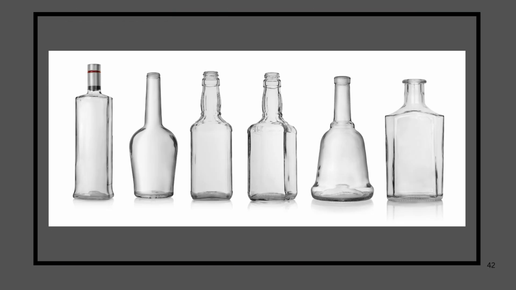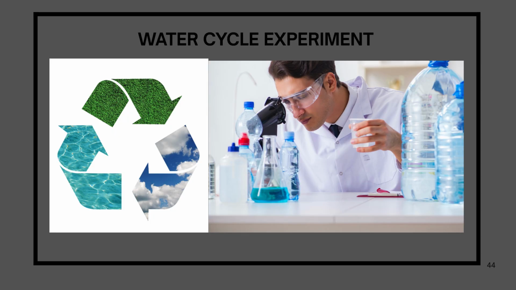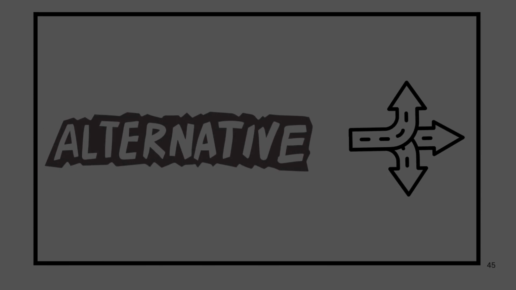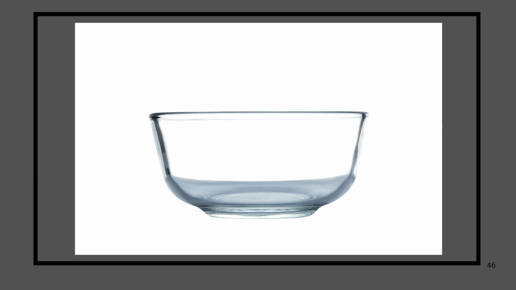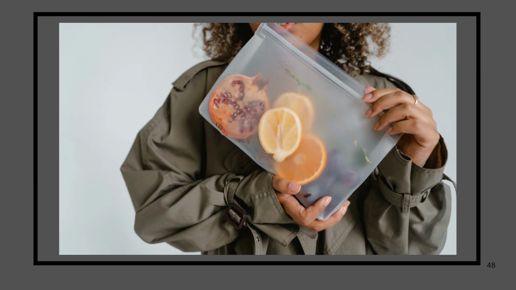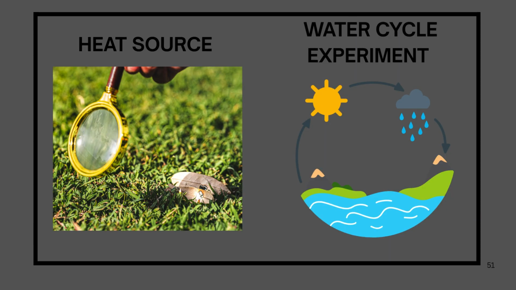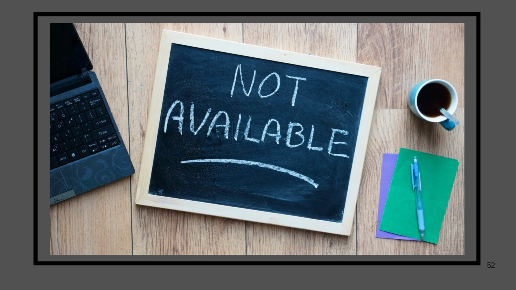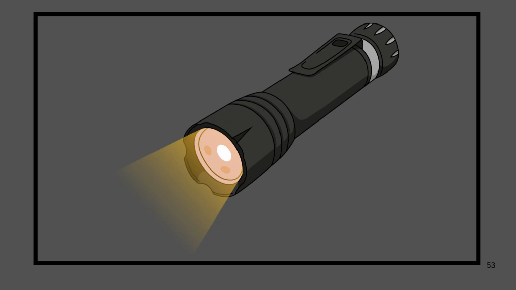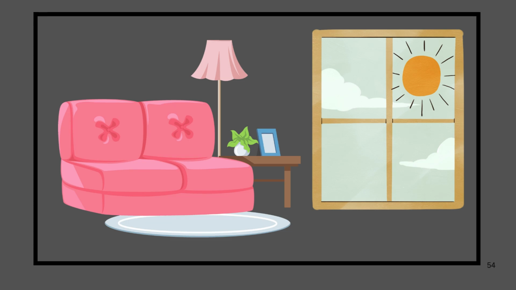Next, we need empty bottles or jars for the water cycle experiment. If that's not available, we can use alternatives such as a glass bowl, a cup with a lid, or a Ziploc bag. Next, we need a lamp or sunlight as a heat source for the water cycle experiment. If that's not available, we can use alternatives such as a torch or a warm spot near a window.